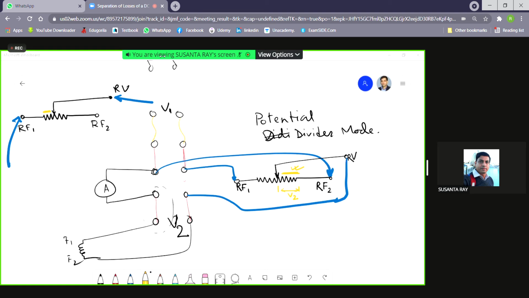Let us see whether we have any other part of the connections. Just a minute.